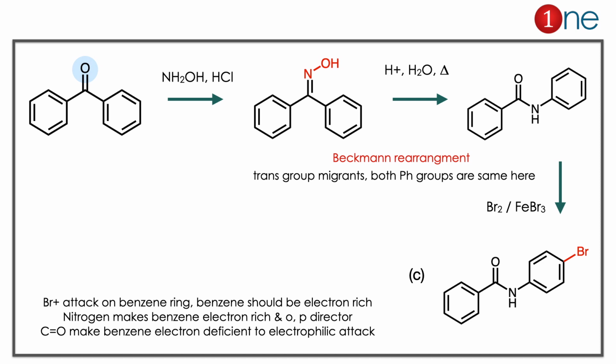Here you have to learn two important things. One is the Beckmann rearrangement. In Beckmann rearrangement the trans group always migrates, and the product will be an amide. Second thing is bromine. Bromine plus attacks the electron rich ring, here the amine ring.